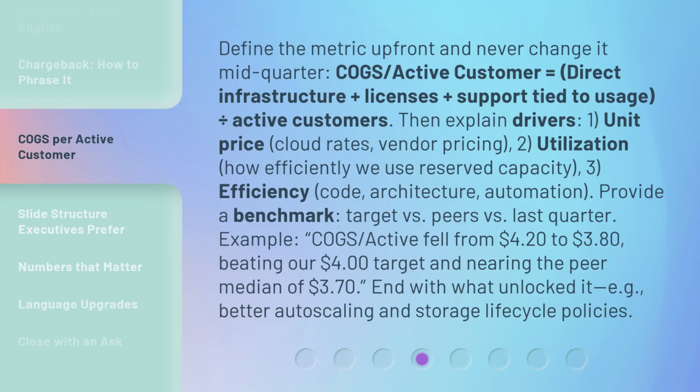Example: COGS/active fell from $4.20 to $3.80, beating our $4 target and nearing the peer median of $3.70. End with what unlocked it, e.g., better auto-scaling and storage lifecycle policies.